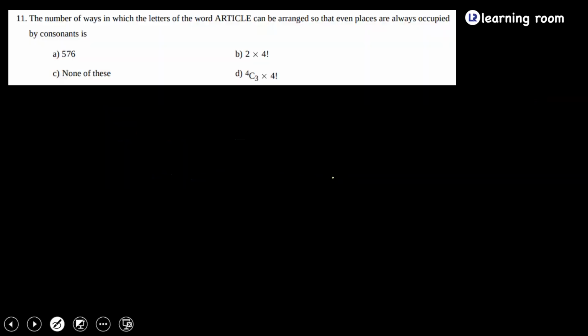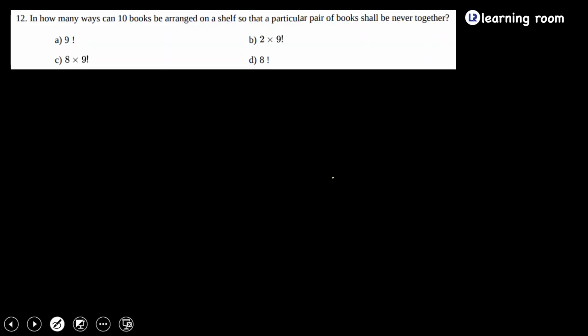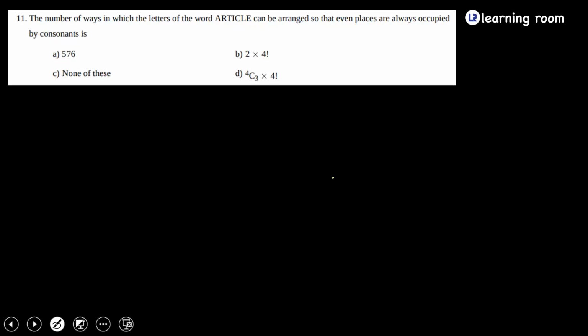Shall I proceed? Did I cross? Yeah. So try this.